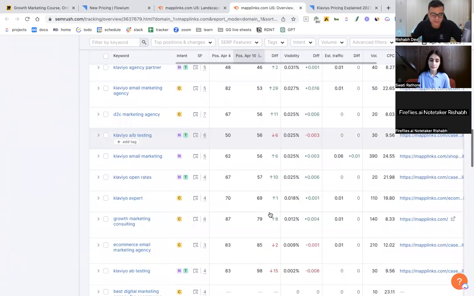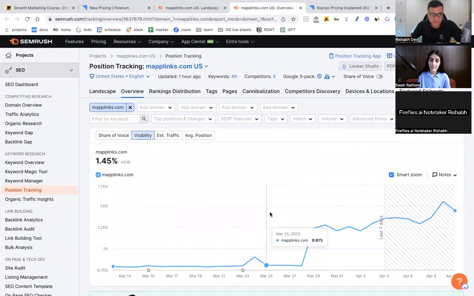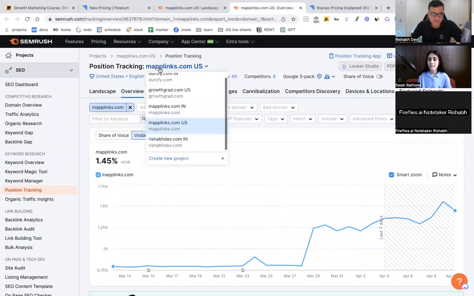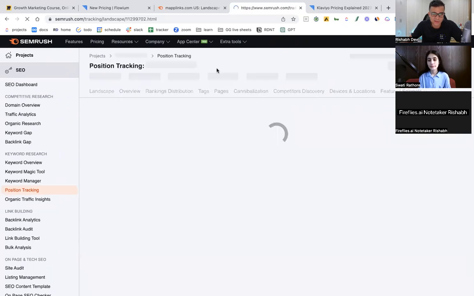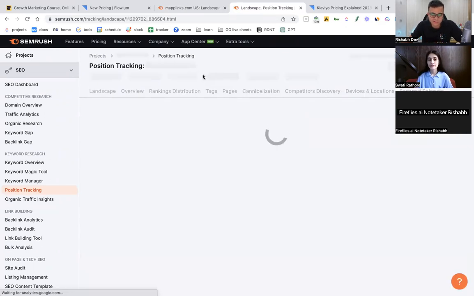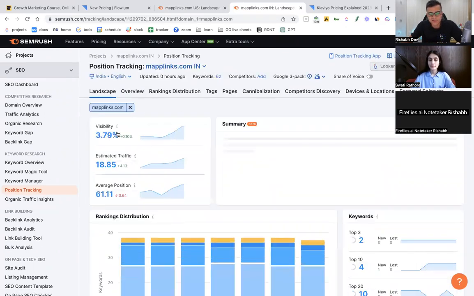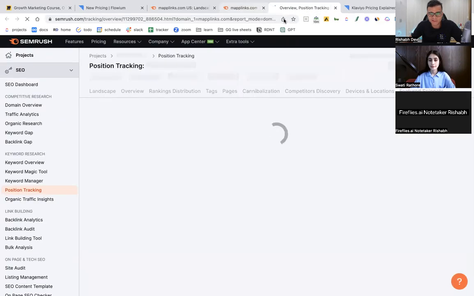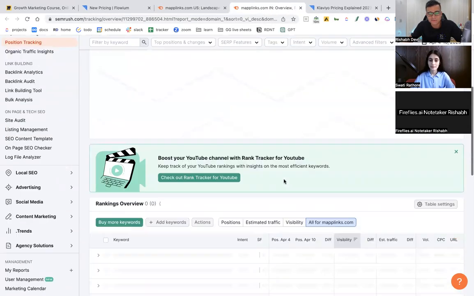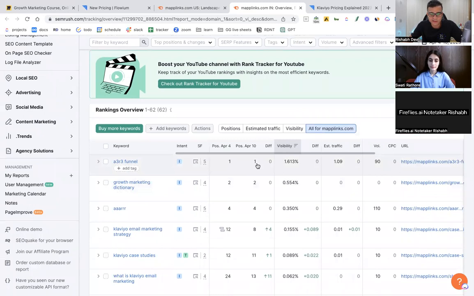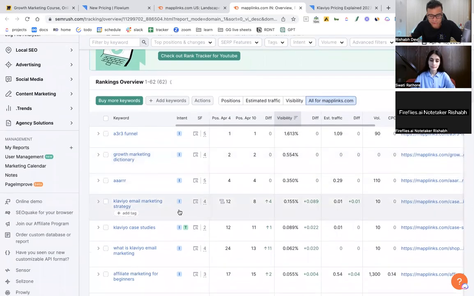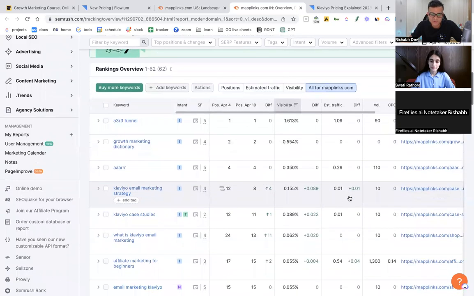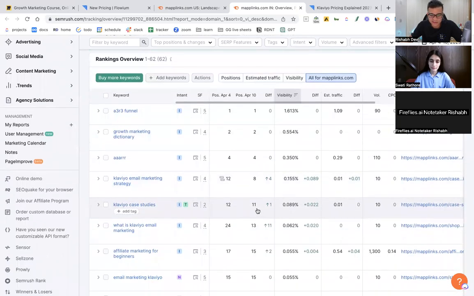When people say SEO takes a very long time, which is true, but if you use growth hacking and growth marketing principles, just like we did with competitor analysis, etc., then you can actually speed up that process, right? And also, of course, with AI being there to help. You can also see that for Klaviyo email marketing strategy, it's on the first page of Google. Klaviyo case studies, we are just about to come on the first page. So 10 results will be on the first page.